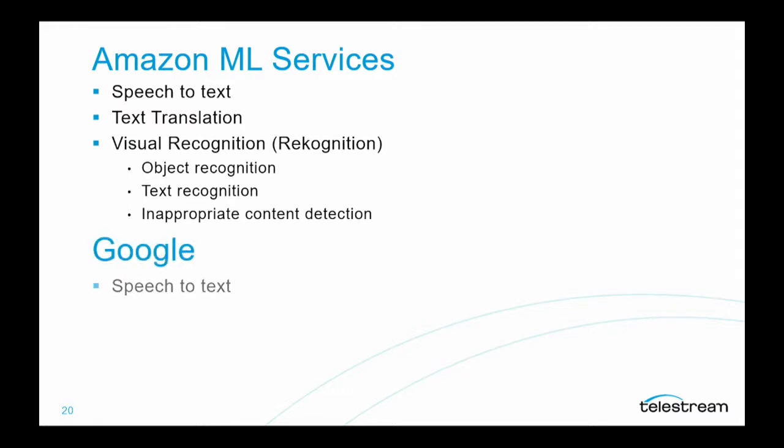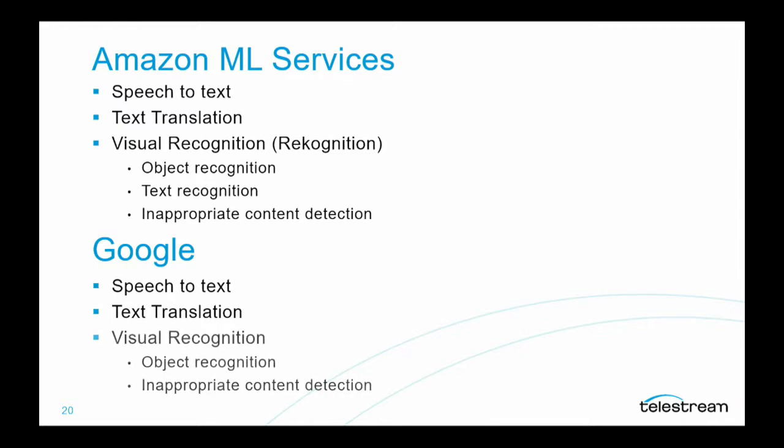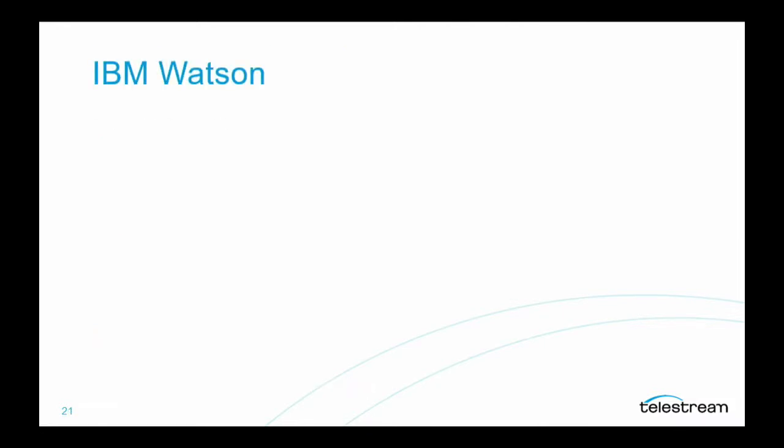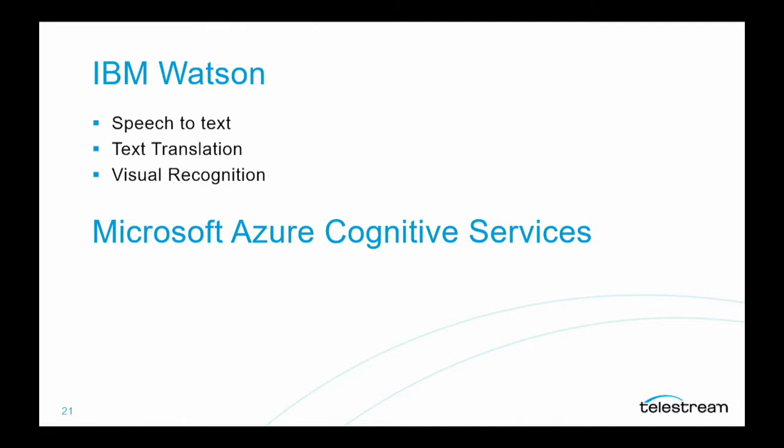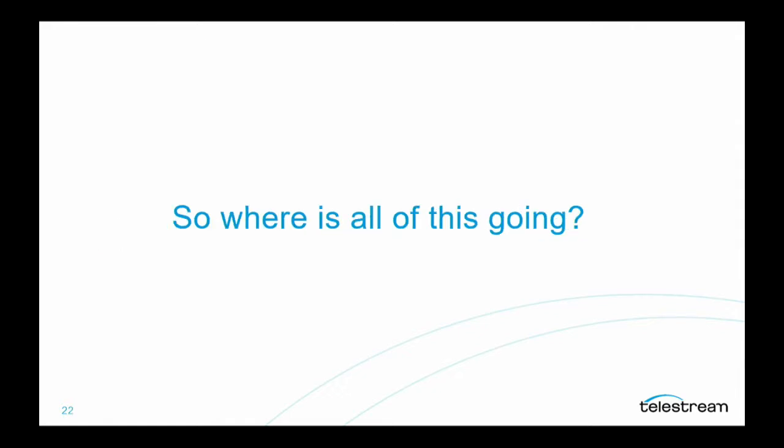We've got Google. They can do speech to text. They can do text translation. And they can do various kinds of visual object recognition, including inappropriate content detection. IBM Watson, also speech to text, text translation. Some of you may be spotting a trend here. And visual recognition. And finally, Microsoft, again, with the same basic set of functionality that we can apply to QC problems.